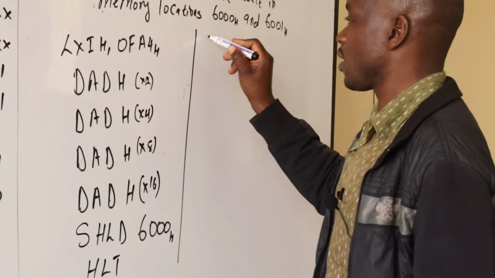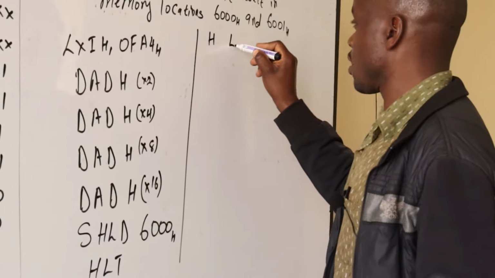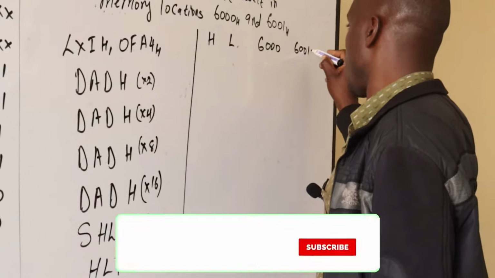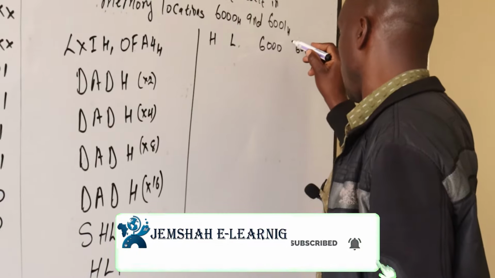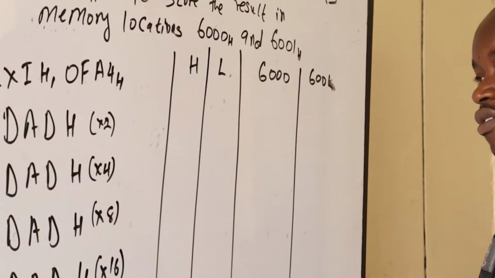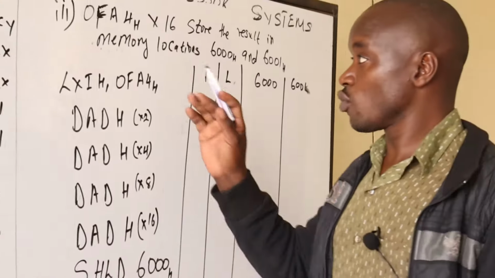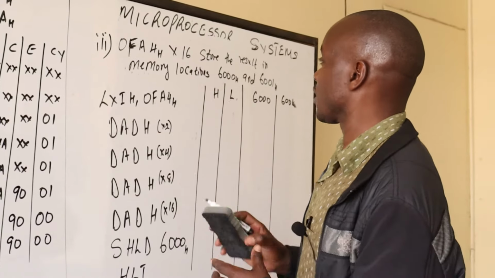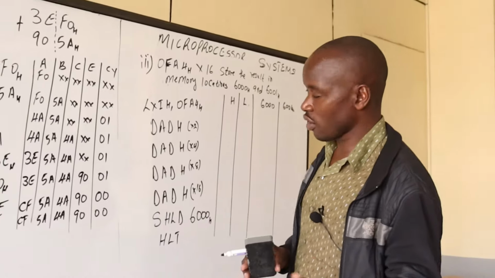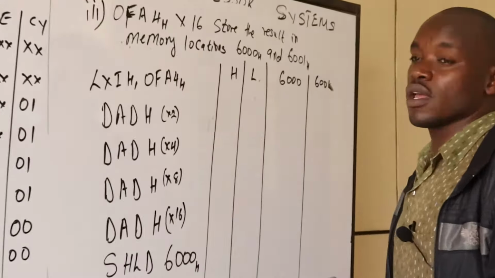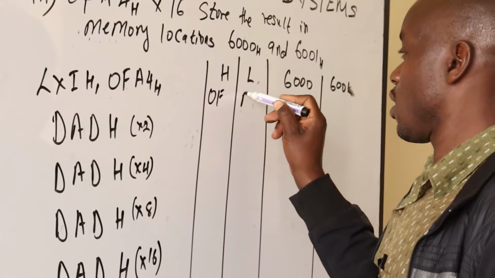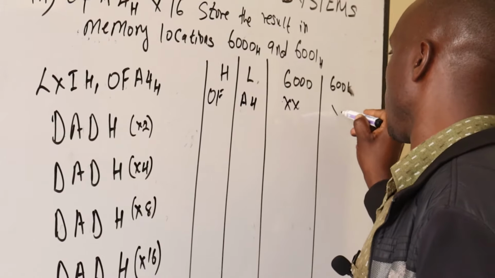We have register H, register L. We have memory locations 6000 and 6001. I don't know if we are going to get the carry flag, but let us continue. If we get that the carry flag will be affected, then we do the necessary. So that we get the data correctly, we start now, looking at what's happening in each instruction. LXI H, 0FA4. So HL will be affected. So it will be 0FA4. We don't know what is here, neither do we know what is there.